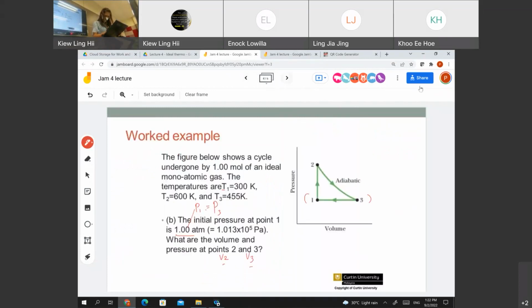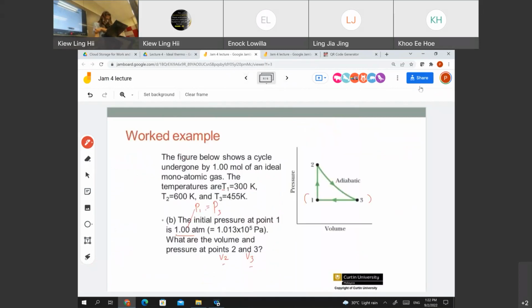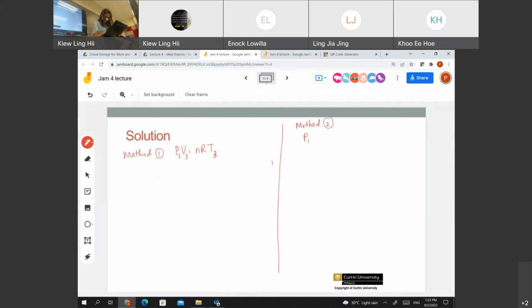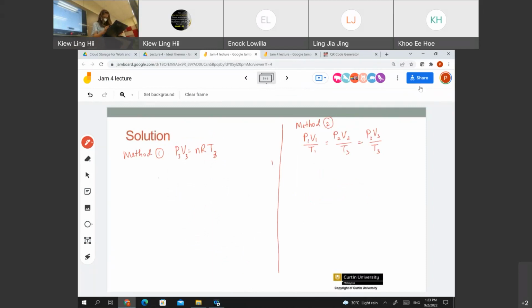So another one is, remember you can use the ratio P1V1 over T1 equals P2V2 over T2. So maybe start from 1 to 2 first.